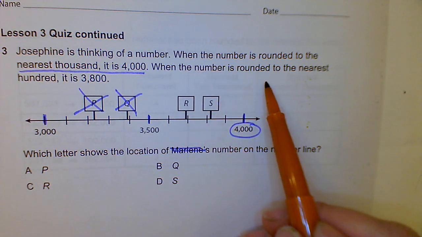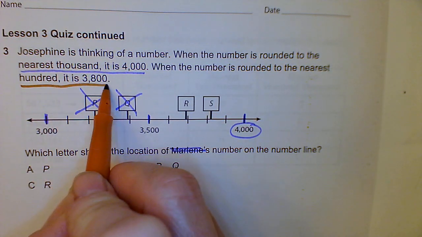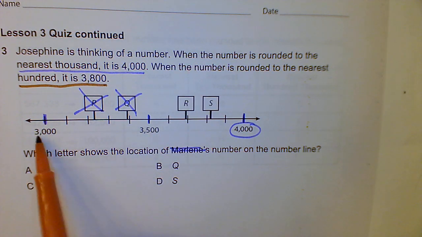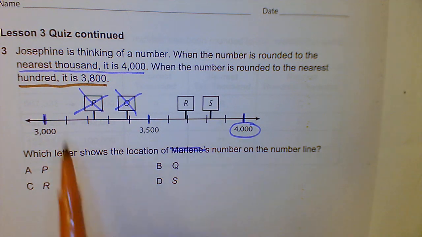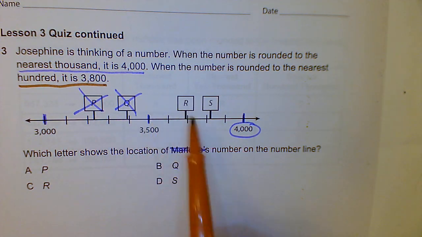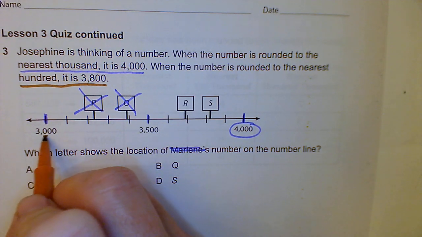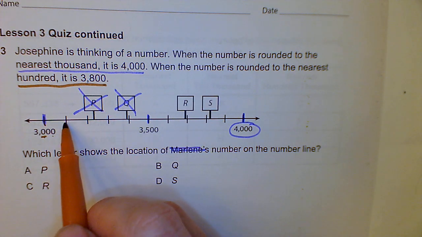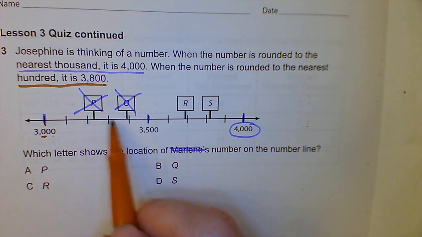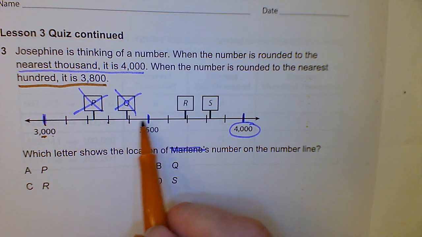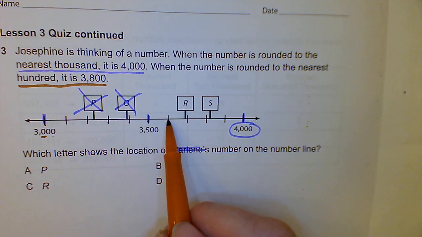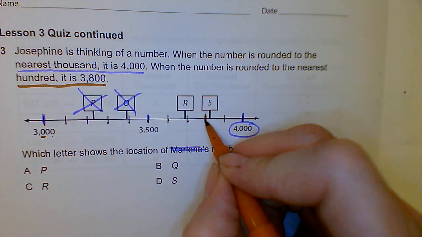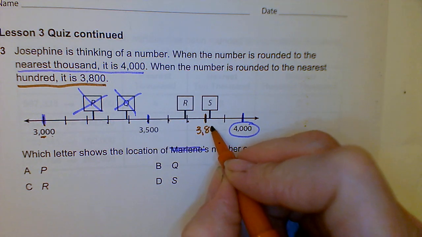It says when the number is rounded to the nearest hundred, it's 3,800. So again, we have our endpoints, 3,000 and 4,000, and then in between is going to be all my hundreds. And I know that because 100 is the next place value. So I have 3,000 with no hundreds, and I have 3,100, 3,200, 3,300, 3,400, 3,500, 3,600, 3,700, 3,800 is right there.